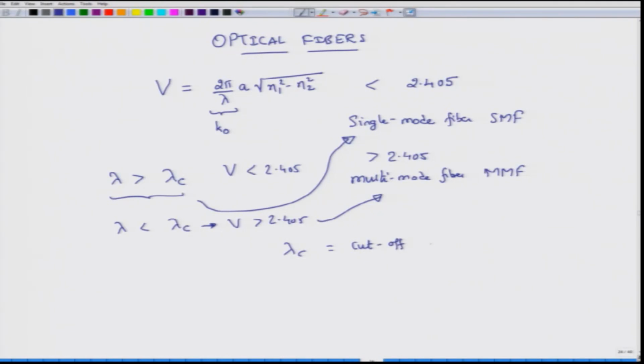And this magical value of lambda c is a design parameter that you can choose. Of course, you can't fabricate it yourself, you have to go to an optical fiber manufacturing plant to get optical fibers with whatever magical lambda c that you want. But this lambda c, in optical fiber communication systems, is called the cutoff wavelength. It means that for all lambda greater than lambda c, the fiber will be a single mode fiber, and when lambda is less than lambda c, the fiber will become a multi-mode fiber.